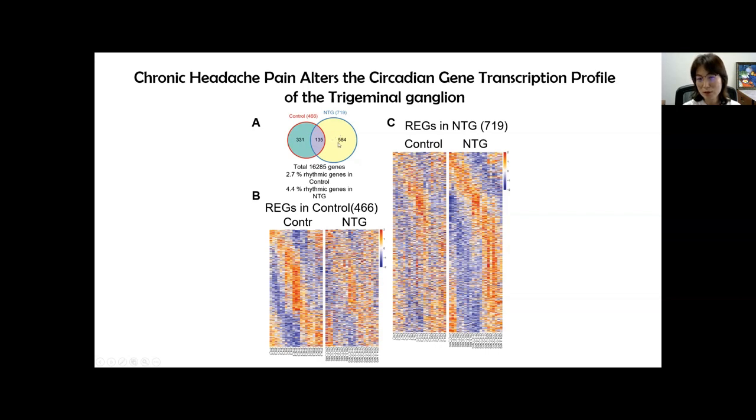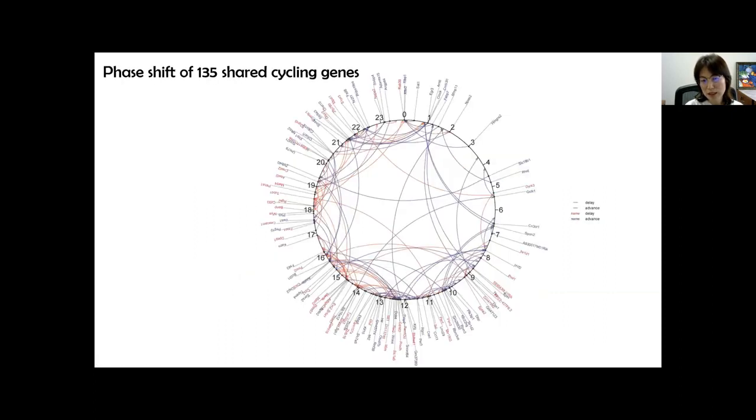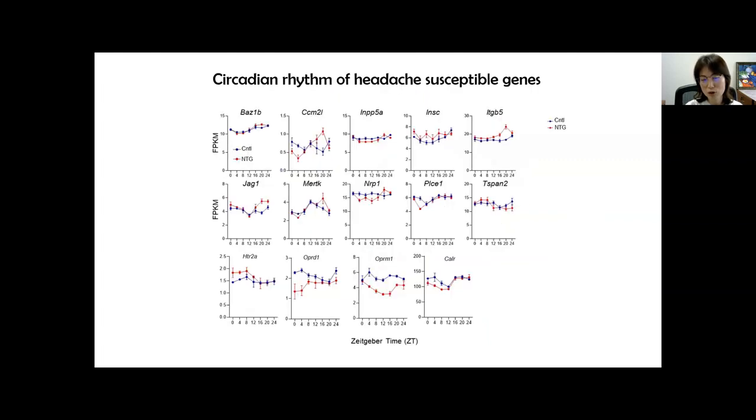So NTG has very de novo NTG-induced cycling genes. And then you can see that from the heat map. And interestingly, the core clock genes that are known to cycle, they don't show that much difference. Other than some phase or expression amplitude change, they don't show much difference between wild type and then the NTG treated mice. And these are the phase shift map in about that 135 shared genes, that even if they are still cycling, their phase is significantly altered.